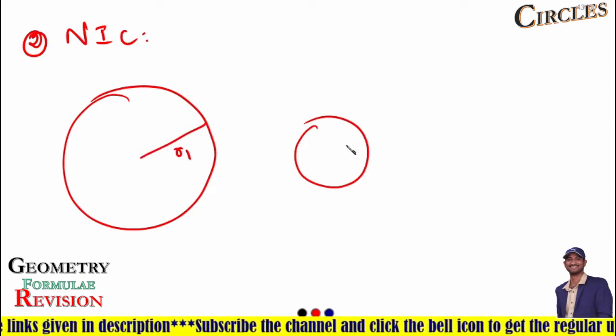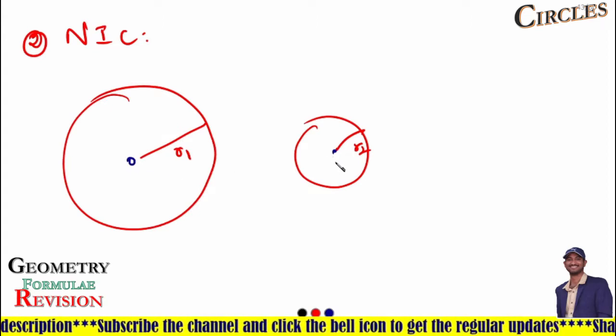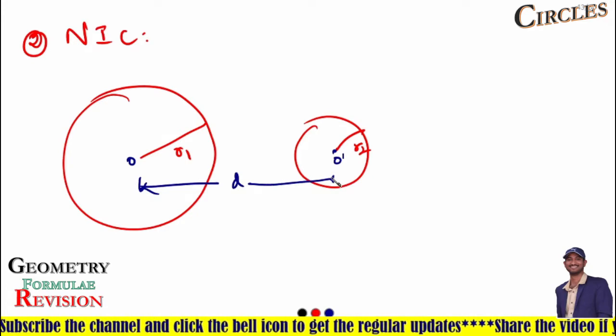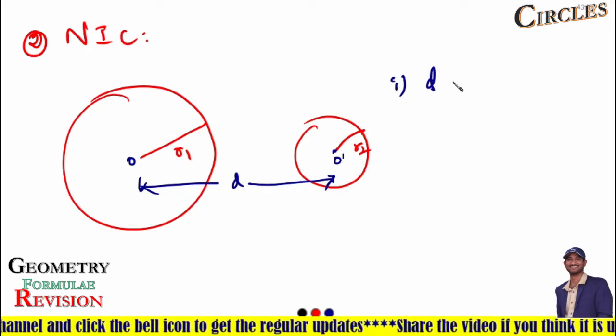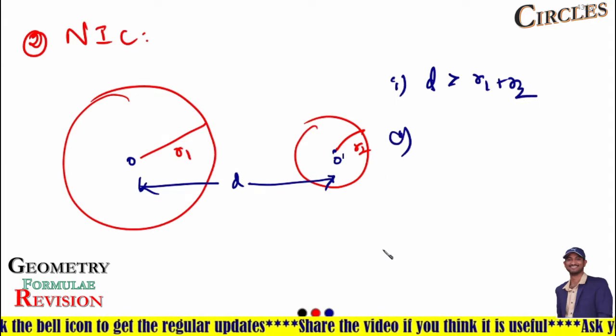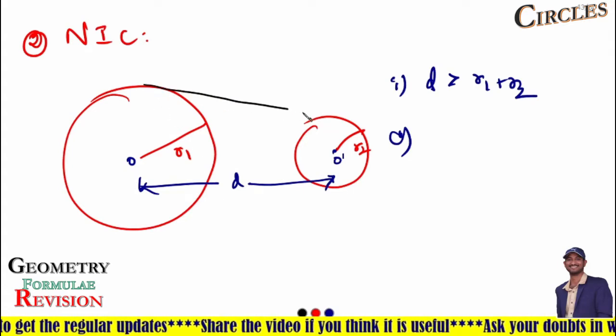If the radii are R1 and R2, these are the centers O and O dash, and D is the distance between the centers. So in non-intersecting circles, the first point is that the distance between the centers is always greater than the sum of the radii, and the second point is the number of direct common tangents.